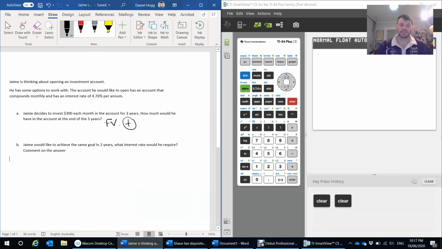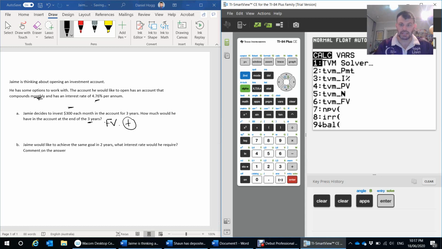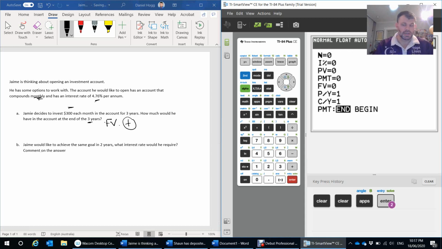Looking at this, we've got Jamie who wants to invest $300 each month. It tells us right here that it's compounded monthly. It also tells us how many years we have, how much he wants to invest, and the interest rate. So we can put all this information into our TVM solver. So we go apps, enter, enter, and we have this here. So let's go right down here and put our information in first.